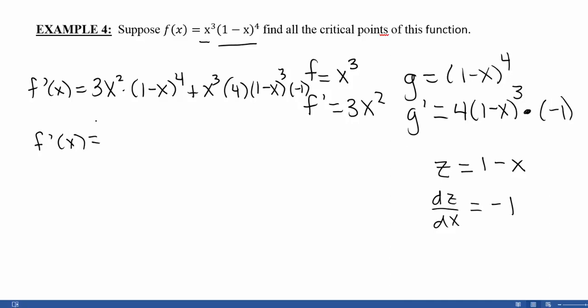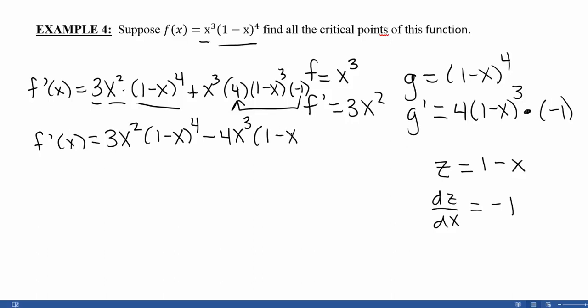So for each term, I'm going to try to pull the constant to the front, and then any x terms, and then any parenthesis terms. So the first term is already in that order. Constant, then x's, then the 1 minus x term. So I have 3x squared times 1 minus x to the fourth. That doesn't change. Now, the second term, I have a negative 1 and I have a 4. So I'm going to write that as minus 4. And then my x term, which is x cubed, and then my 1 minus x term.